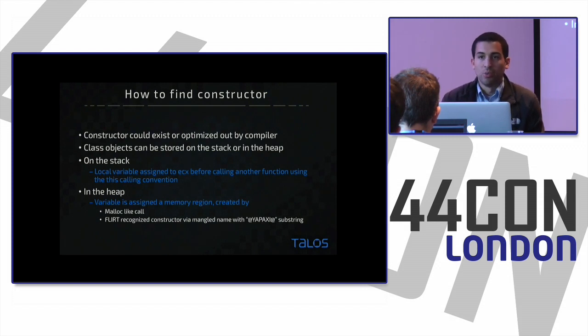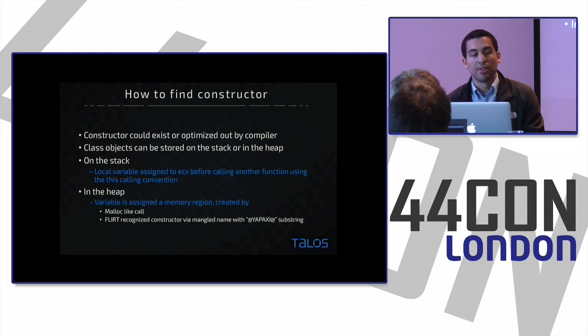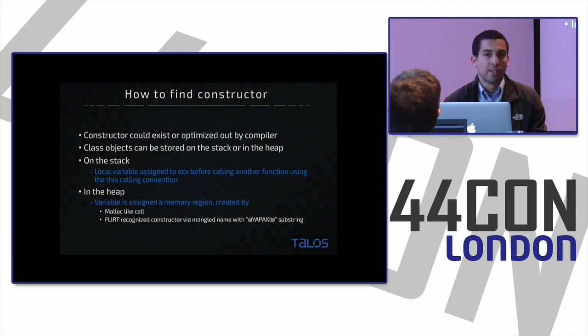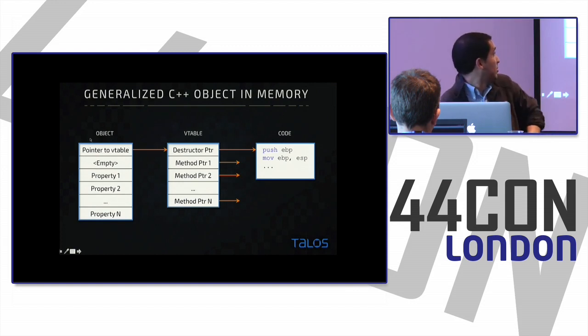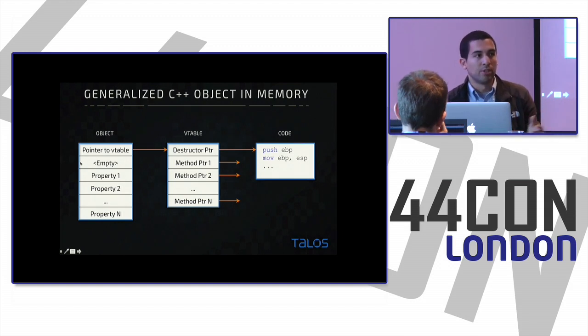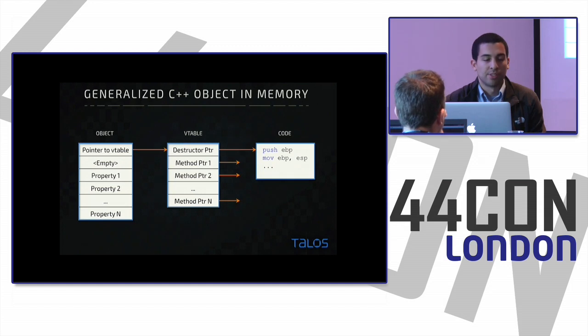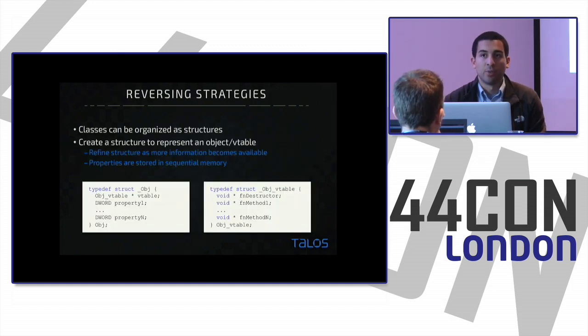Now, keep in mind, again, when we created a class instance on the stack, that's going to be a local variable, in which case you're going to see ECX being loaded with a local variable and then a call to the constructor. Whereas if we were to use the new construct in order to create a class instantiation on the heap, then we're going to see something like a malloc, where it's allocating space in order to hold this object right here. So whatever size the vtable plus whatever properties are used by the class, that's what you're going to see a malloc for, which is very helpful because then you know exactly what your structure size is.